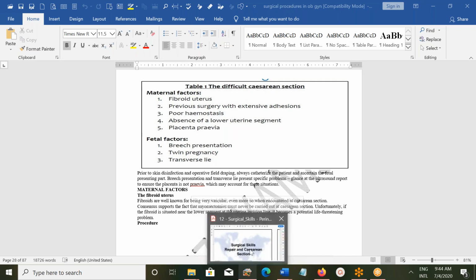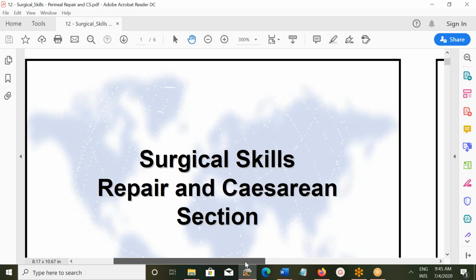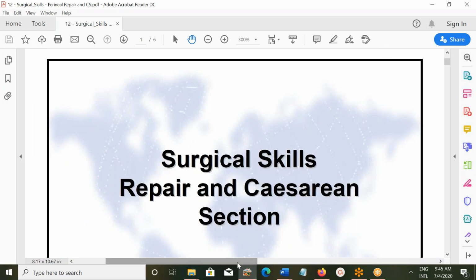If I ask you one question, why do we do cesarean section? What would you like to tell me? There are just two routes of delivering the baby. We can take the baby out from down below by the vaginal route, or if there is some concern for the mother due to maternal causes or fetal causes, then we will have to go for an abdominal delivery. So cesarean section is the most common procedure performed in obstetrics.